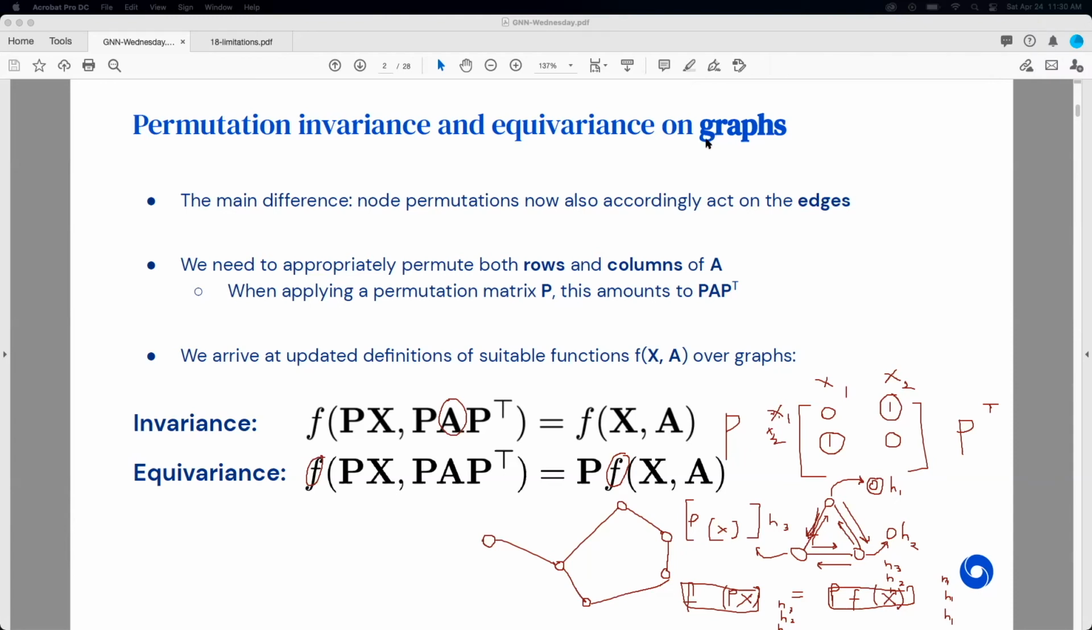Okay. Although really like this is matrix multiplication. Yeah.